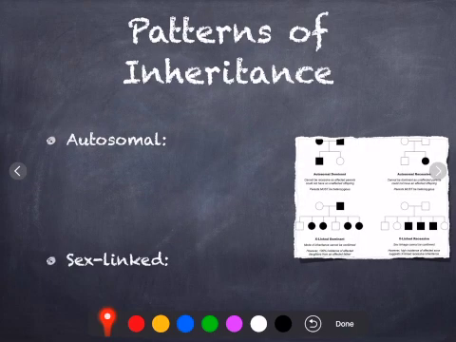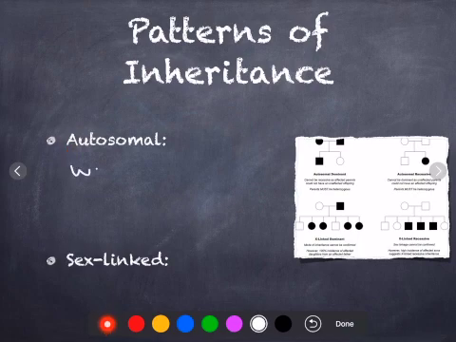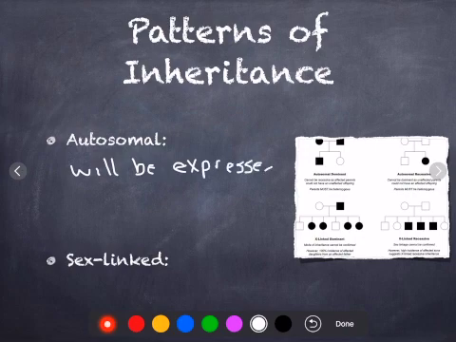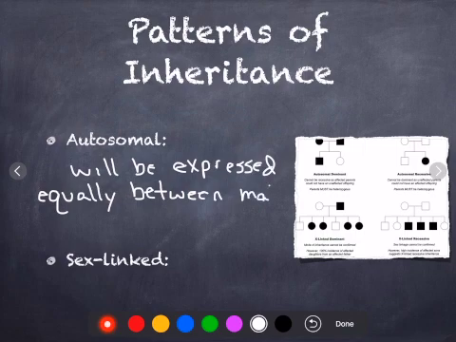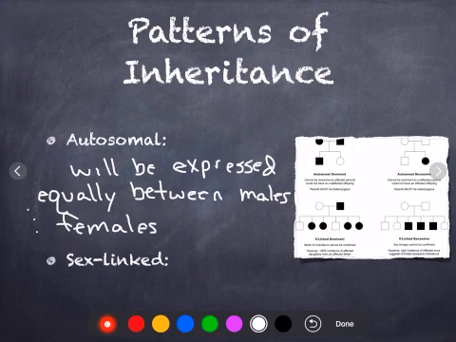Now, when we are showing these inheritance patterns, we look at autosomal compared to sex-linked. So an autosomal trait will be expressed equally between males and females. So in other words, males and females, they get the trait in an equal number. So if you look over here, autosomal dominant, both, equal number of males and females getting it. Autosomal recessive, just one. Doesn't have to be a man, doesn't have to be a woman, just what we're looking.